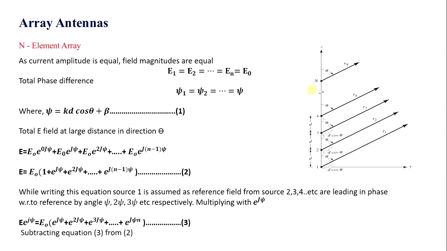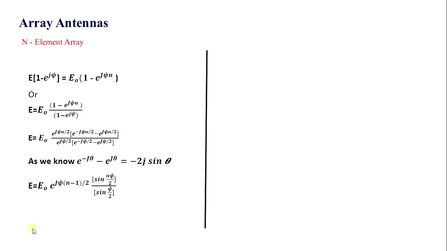Now subtracting equation number 3 from equation number 2, we will get E into 1 minus e raised to j psi equal to E0 into 1 minus e raised to j n psi. Or if we bring this to this side, E, that is the electric field, equal to E0 into 1 minus e raised to j n psi upon 1 minus e raised to j psi.